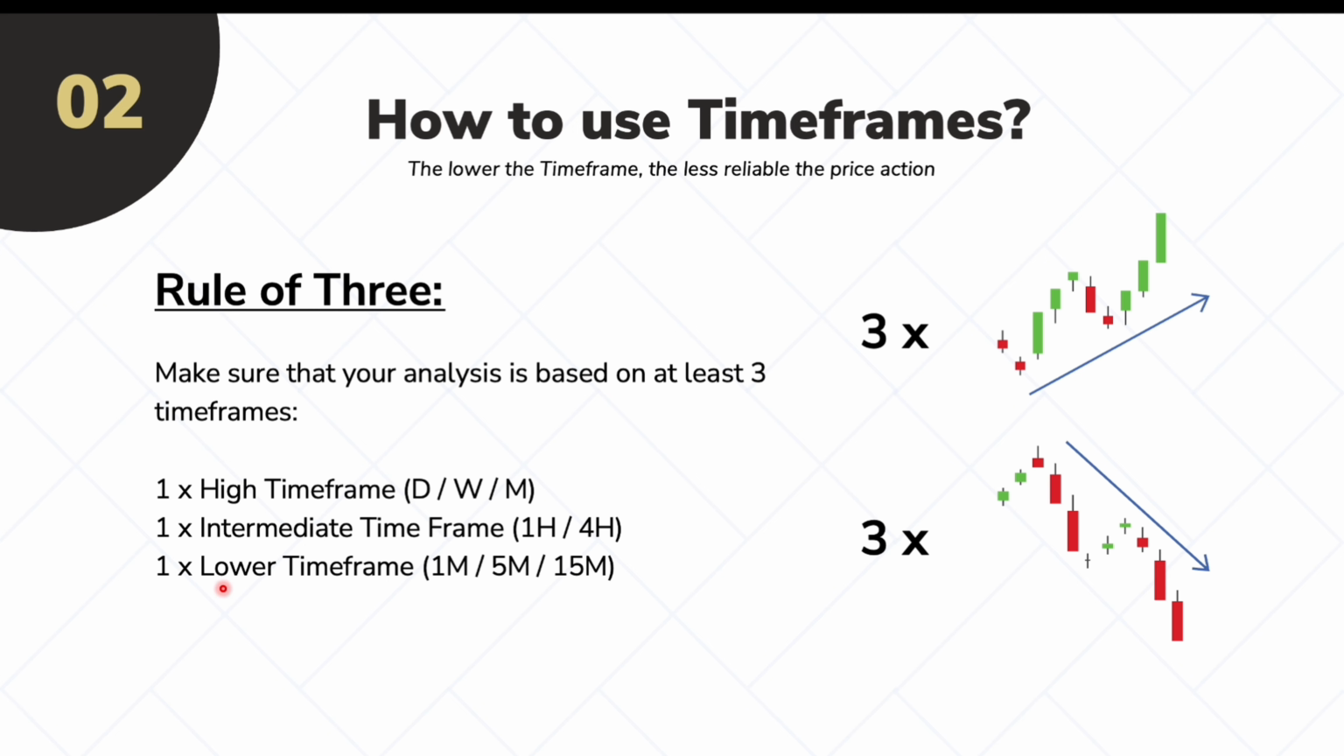If the 3 buckets don't align, your trade will automatically be lower probability. Doesn't mean you cannot make money. You want most of your trades to be as high probability as possible, and that is using the rule of 3 and trading with the trend.